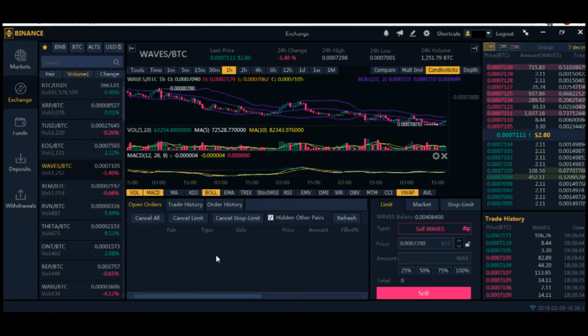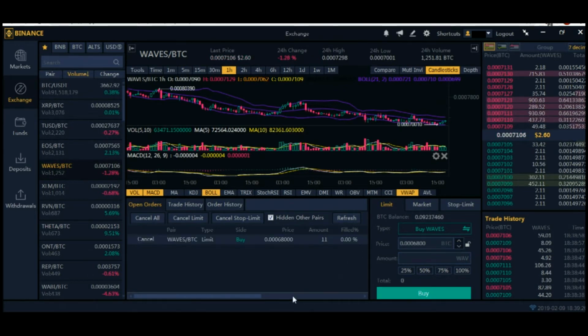Okay, so speaking of which, over here, let's see. Let's put in our pretend order again for about $74. So you can see the pair. This is the Waves BTC market. Type limit order. Side buy. And if I was selling, it would say side sell. The price, that's the going amount, and it's a lot lower than it is right now. Amount, this is how many Waves I want to buy.